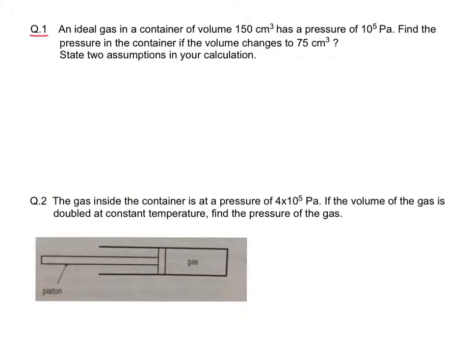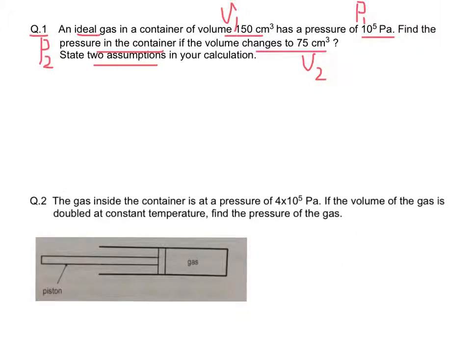Question number 1. An ideal gas in a container of volume equal to 150 cm3 has a pressure of 10^5 Pa. Find the pressure in the container if the volume changed to 75 cm3. State two assumptions in the calculation.